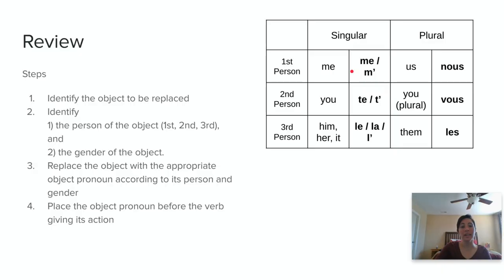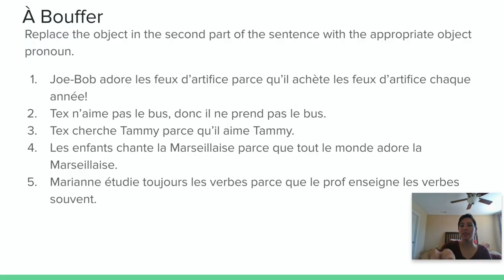And then finally, I'm going to place my object pronoun before the verb giving its action. So remember, in the second half of the sentence, achète is our verb because it's buying the fireworks. So we're going to put les before achète. So it should be Jobab adore les feux d'artifice parce qu'il les achète chaque année.